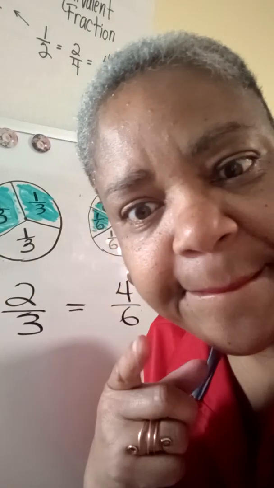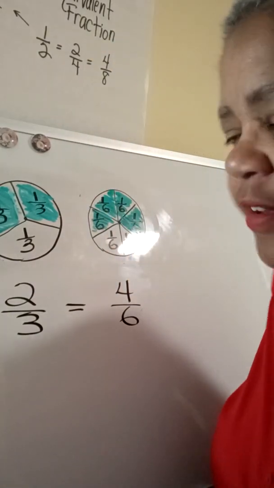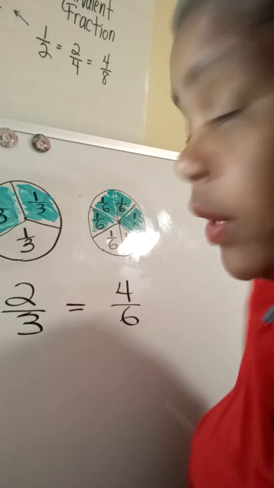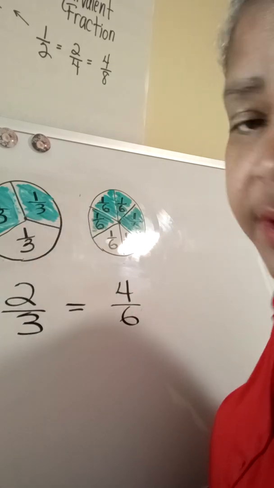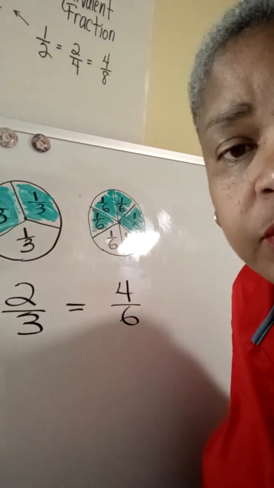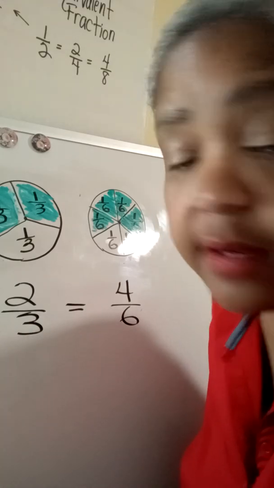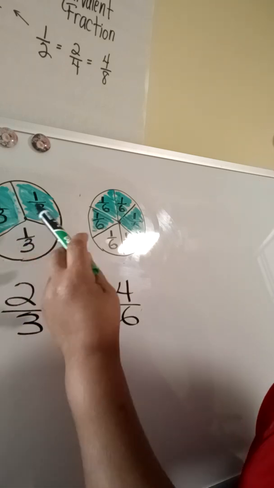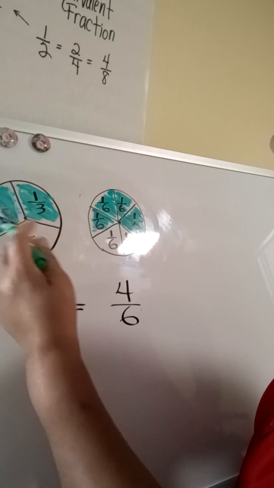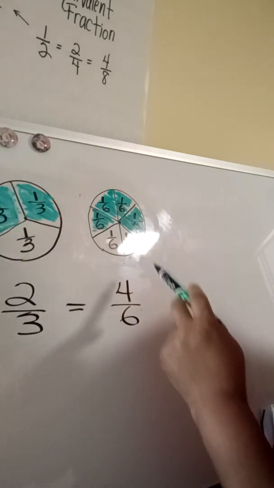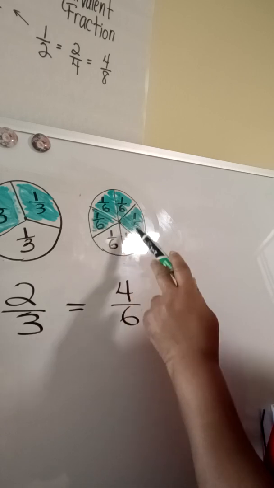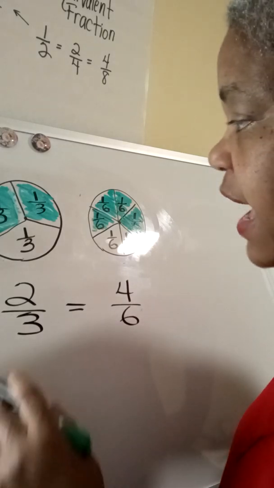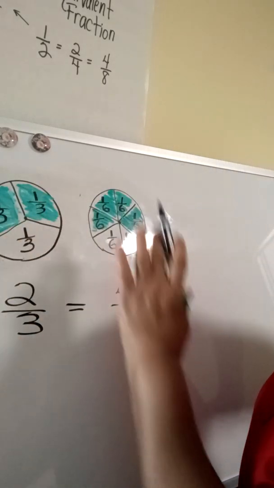Okay, everybody, I'm back. And here we have an example of equivalent fractions on our board. We also have the area models above each fraction to show us how that's represented visually. So here we have 2/3, and we have 2/3 shaded in. 1, 2. Here we have 4/6, and we have 4/6 shaded in. 1, 2, 3, 4.